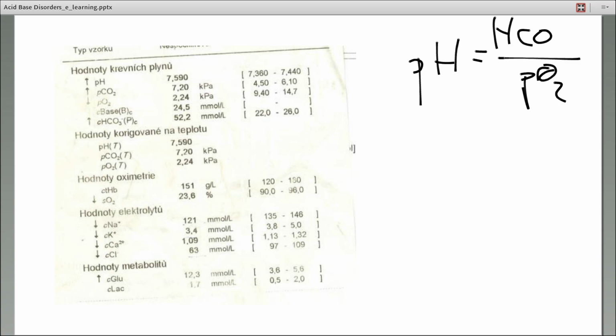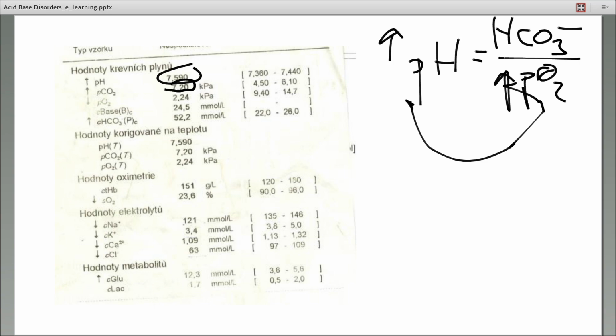If we look at this concrete scenario, again, I drew you this PCO2 bicarbonate equation. We have a high pH, then we have high PCO2. Could high PCO2 lead to an increase in pH? No. This must therefore be compensation. So we look at bicarbonate, which is here 52, so it's very much increased. So the primary problem here is increased bicarbonate, and therefore the primary disease is metabolic alkalosis with partial respiratory compensation.